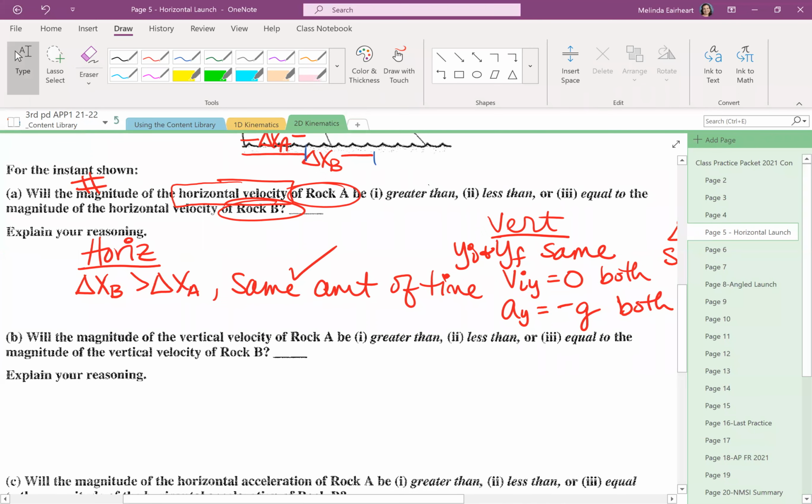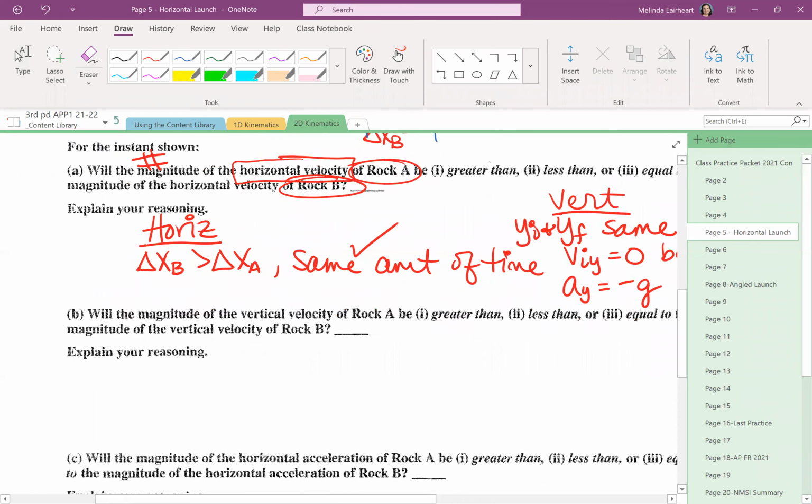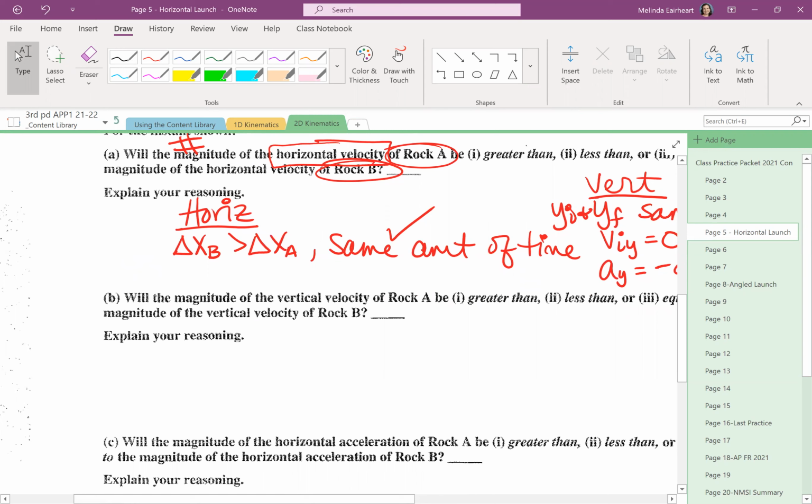Now go back. So we know the distances in the horizontal are different. Same time, but what physics principle, what equation do we use pretty much all the time in the horizontal? Do y'all remember? Tell me what the acceleration is in the horizontal.